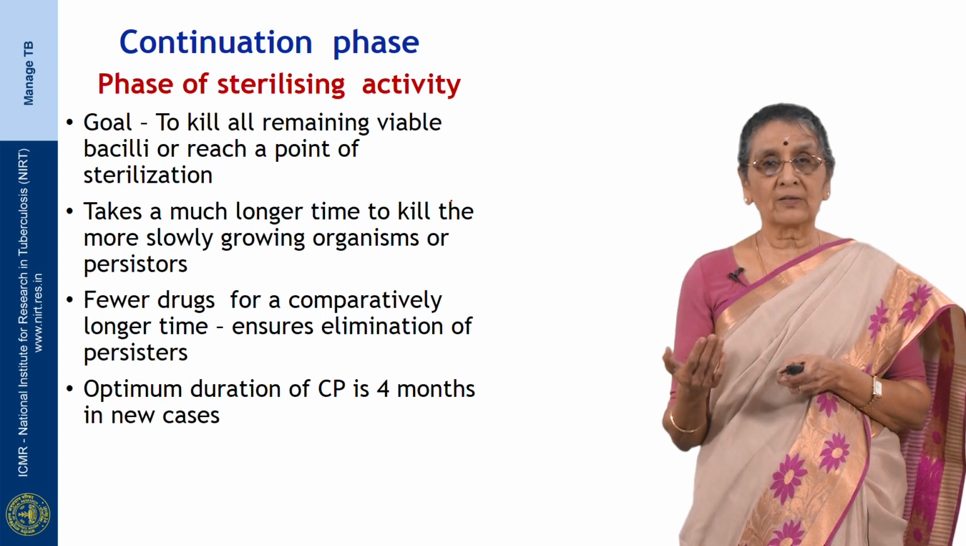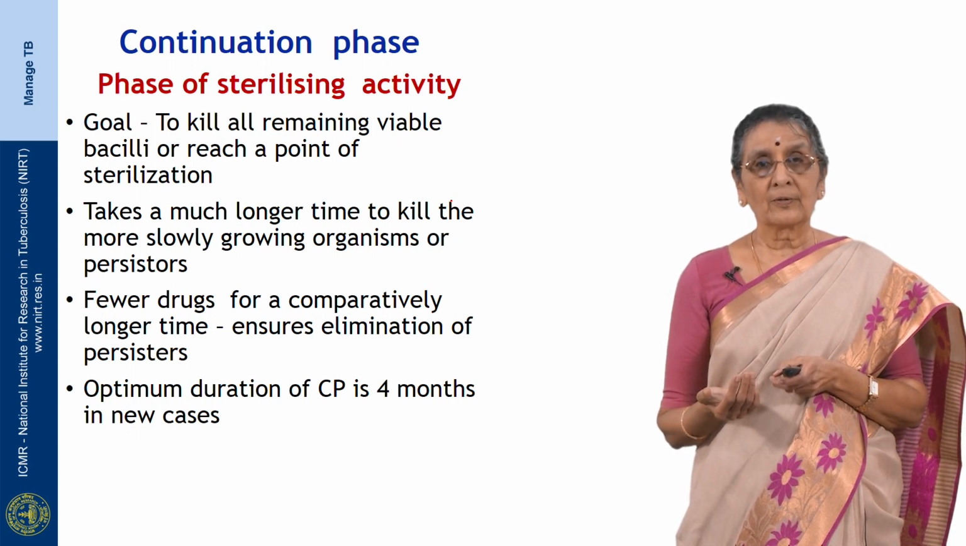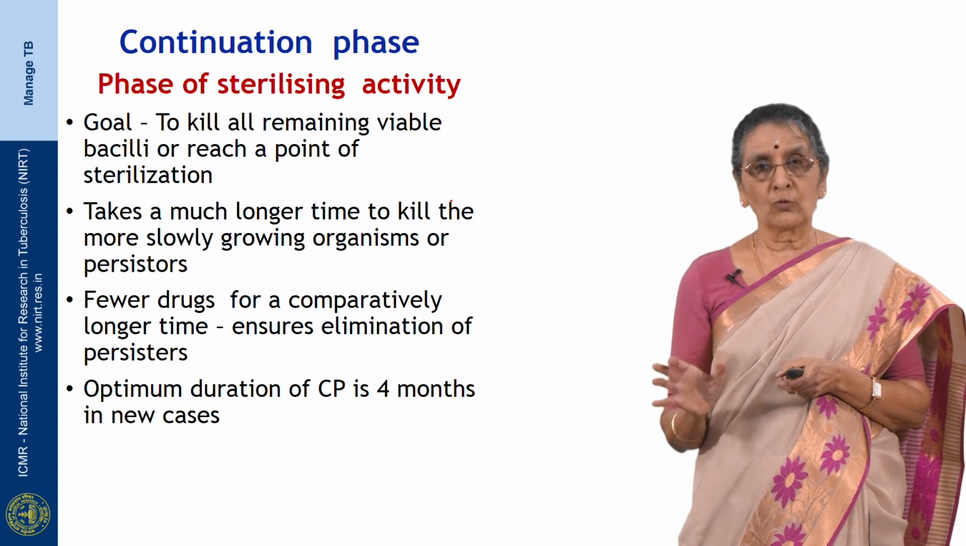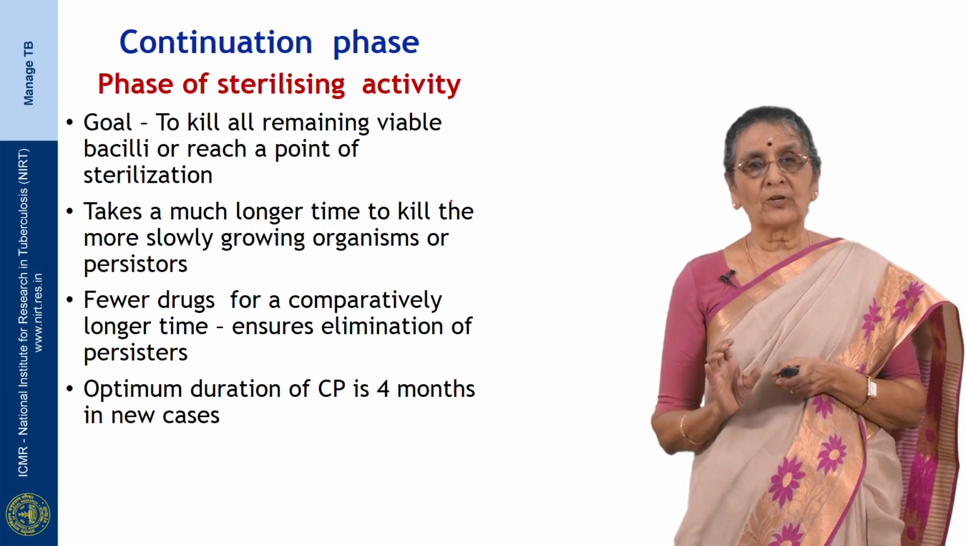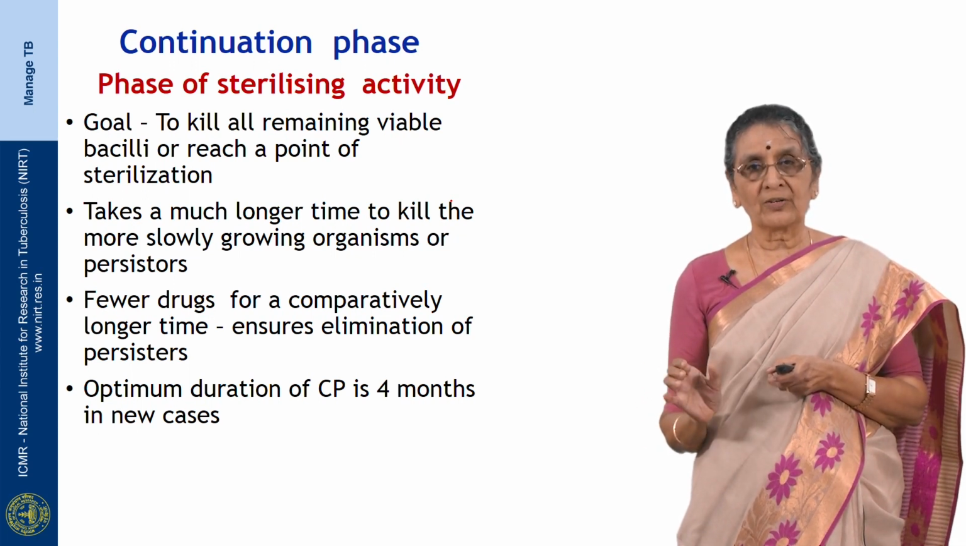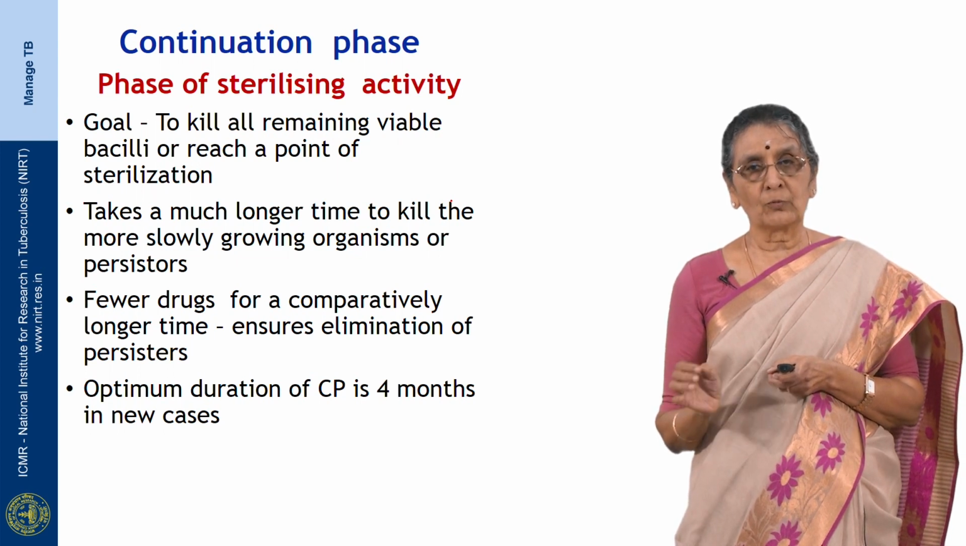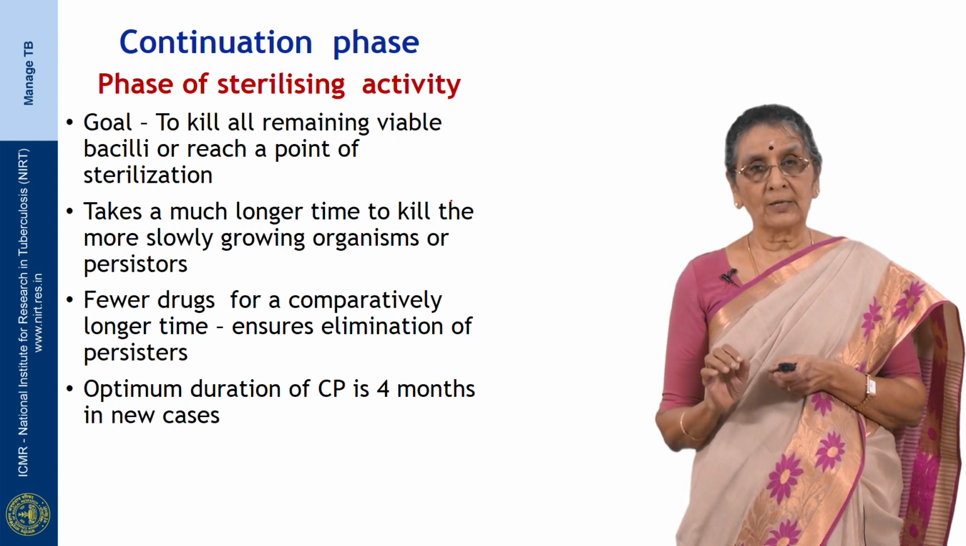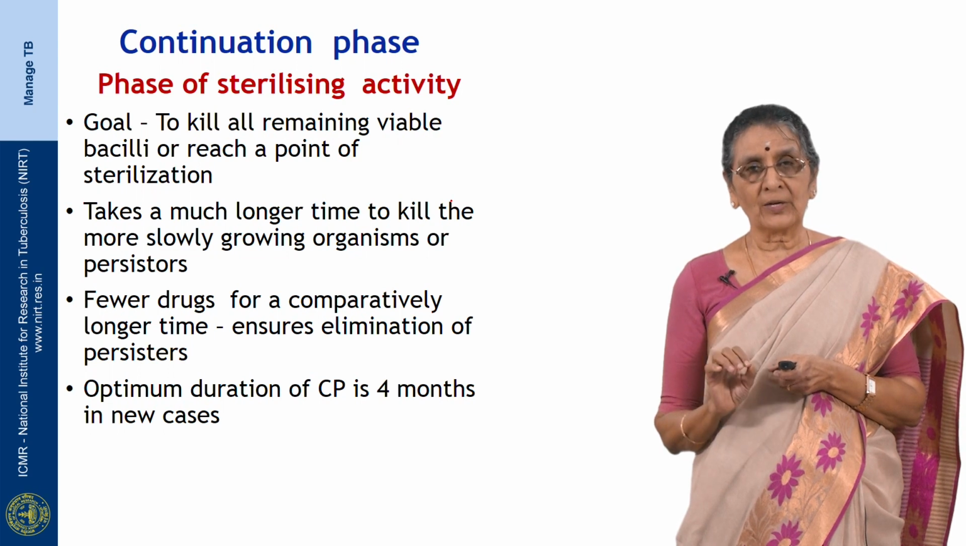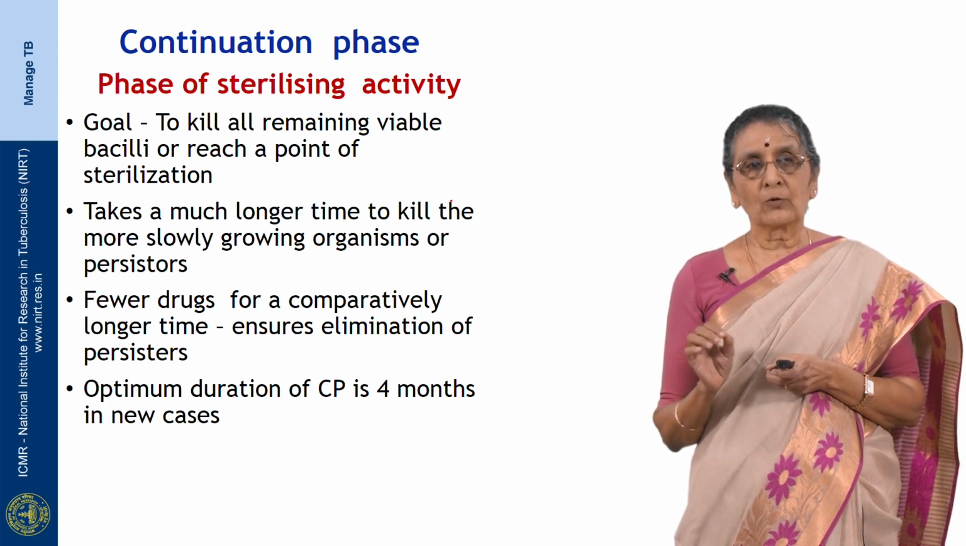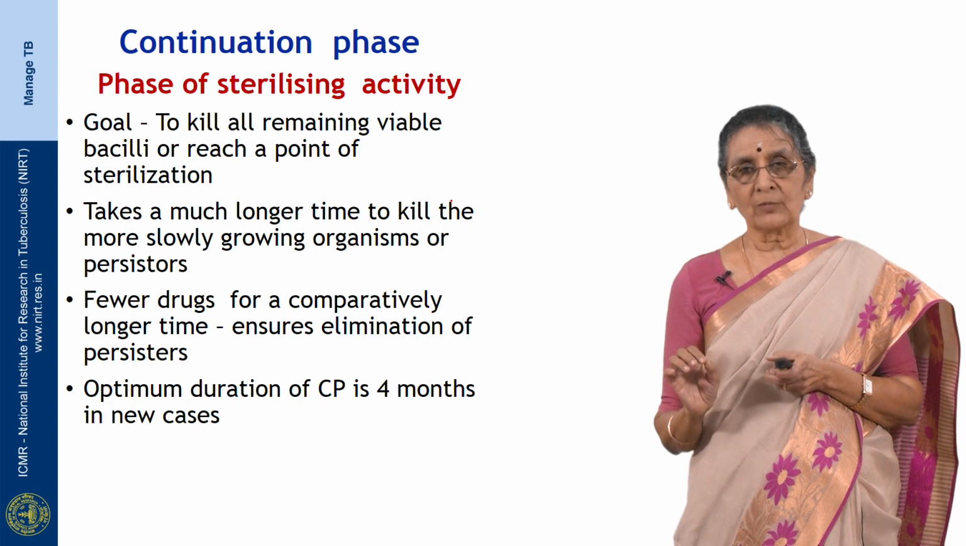How is this sterilizing activity achieved? It is by giving drugs for 4 more months. Here you give fewer drugs, but for a longer duration. Optimum duration would be for 4 months. Thus, totally in a regimen, you will have intensive phase and continuation phase and total period of 2 plus 4, 6 months of treatment.